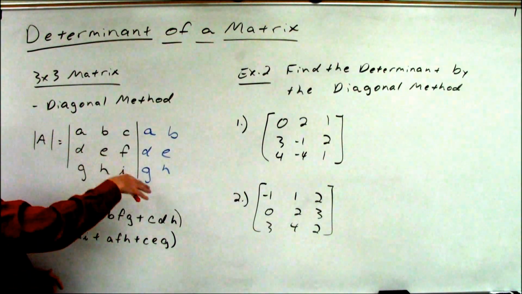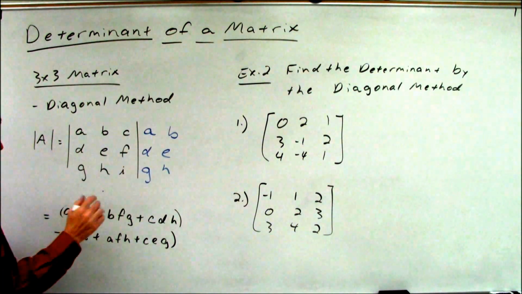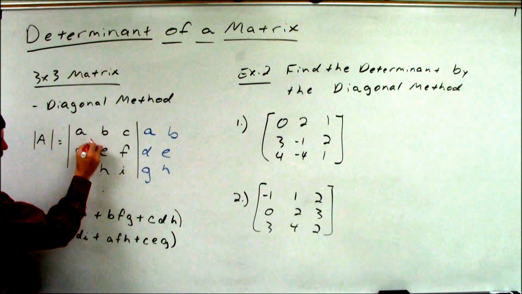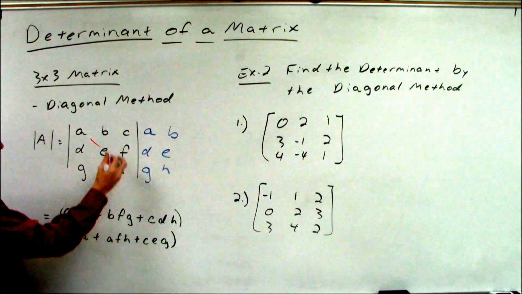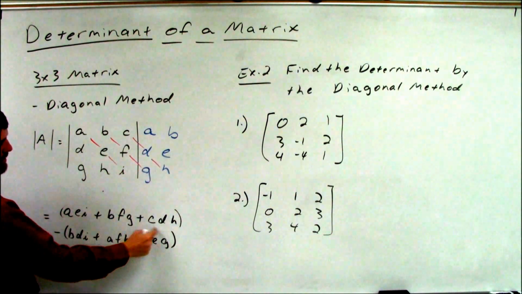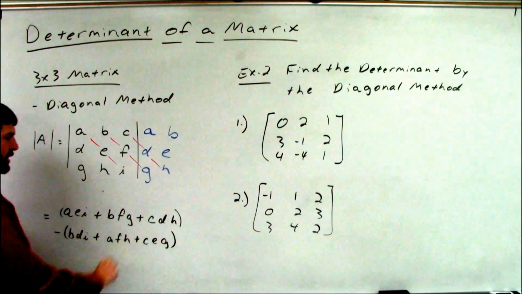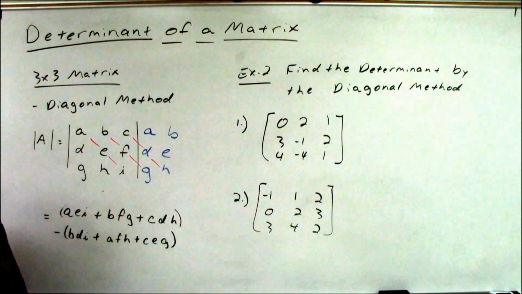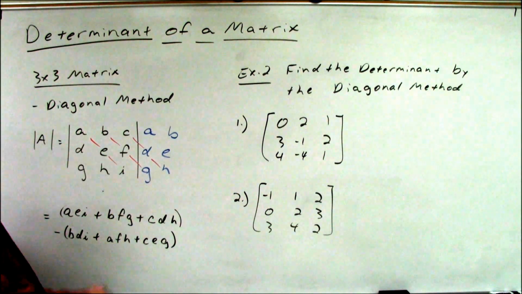But now we have three diagonals in each direction. So my first one, AEI, plus the next one, BFG, plus the next one, CDH. That gives all of our left-handed diagonals. Started on the left, worked our way down.